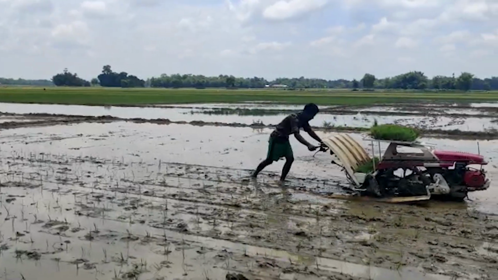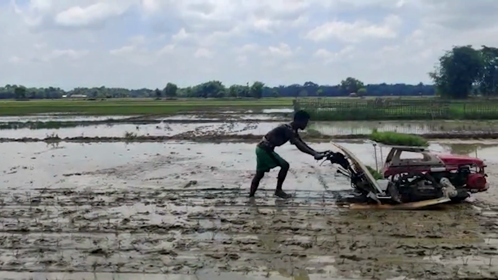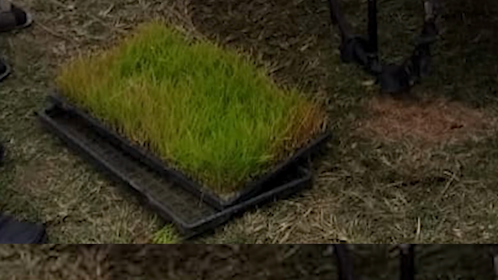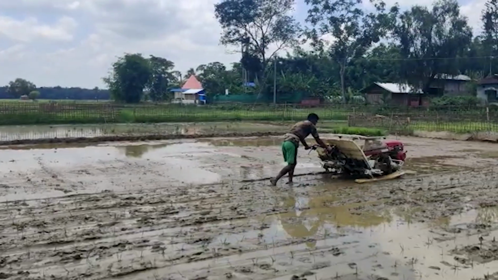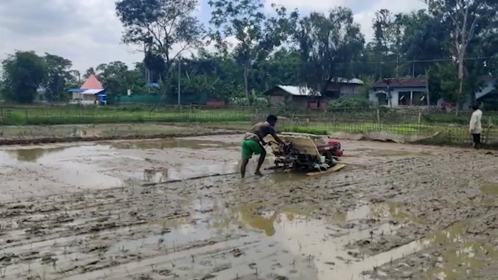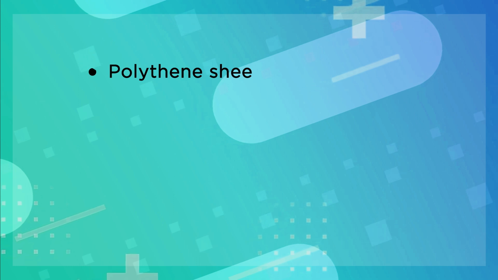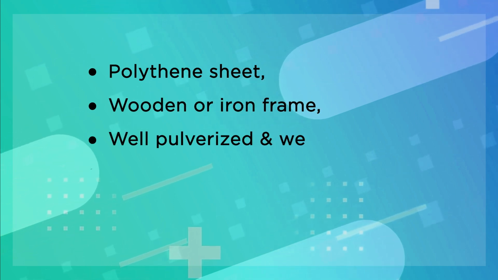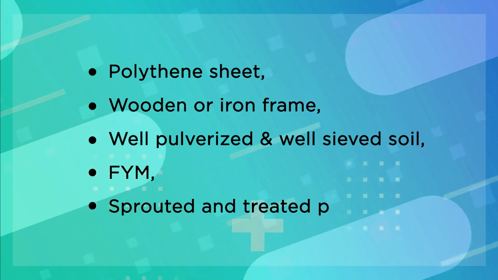This type of nursery is prerequisite for mechanical transplanting. The mat can be cut into desirable shapes to fit the trays of the transplanter. These seedlings can be used for manual transplanting too. The materials required for mat type of nursery are polythene sheet, wooden or iron frame, well pulverized and well sieved soil, farmyard manure, sprouted and treated paddy seeds.